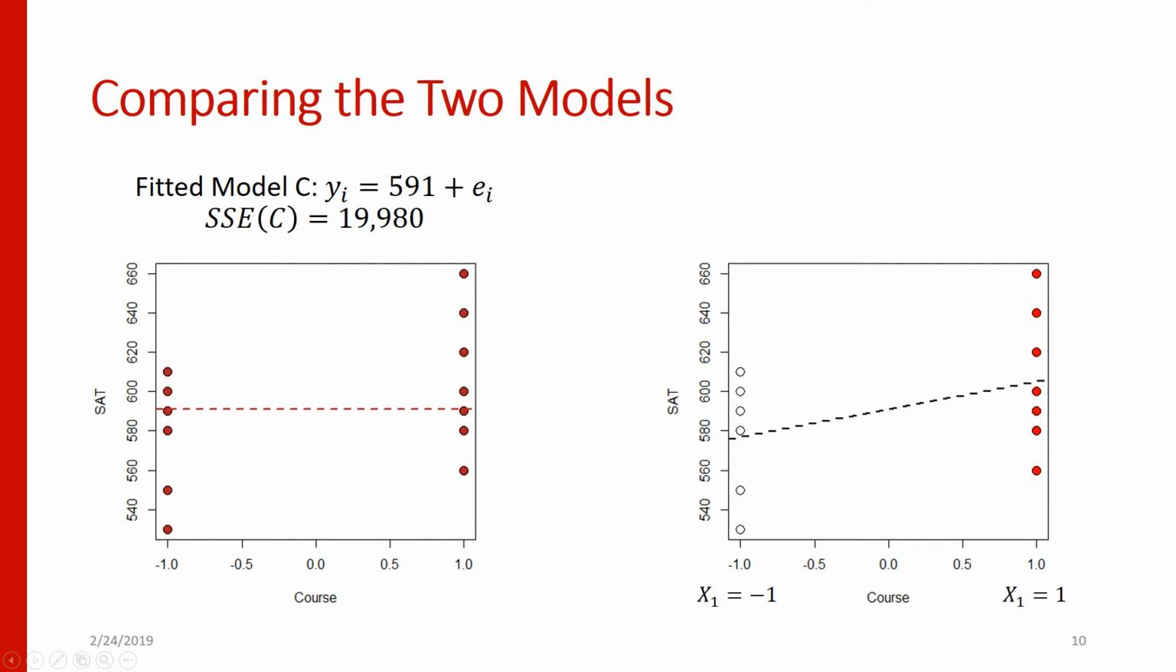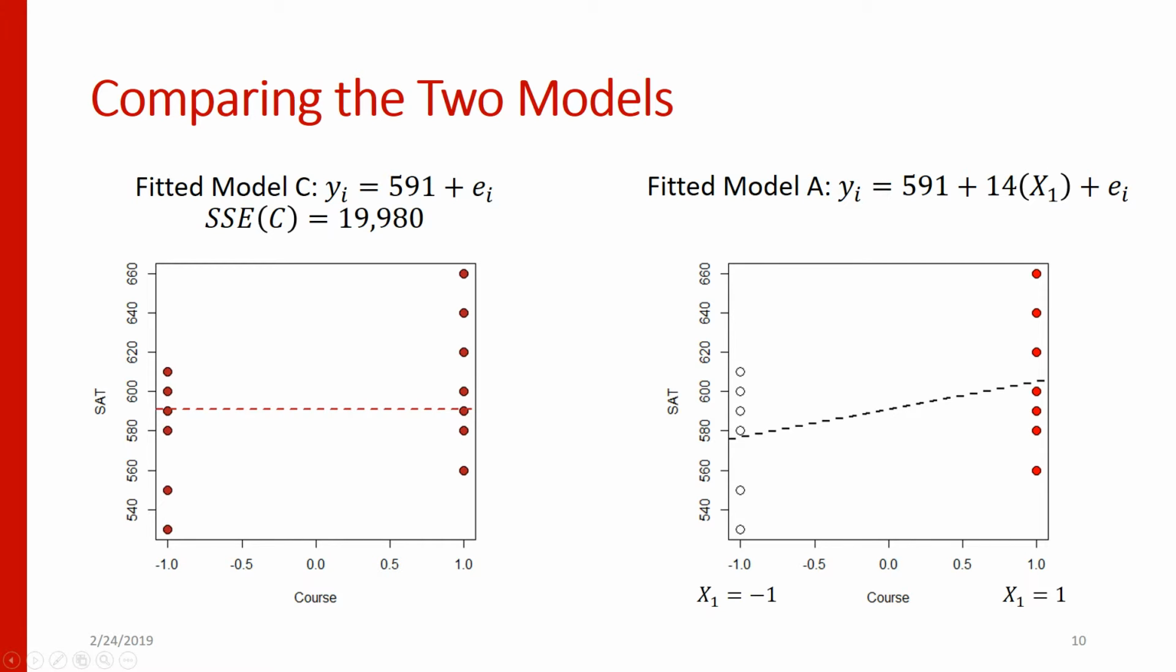So in the fitted Model C, we have 591 as our estimate for everyone. So we're estimating one flat line, and regardless of which group you're in, whether you didn't take the course over here at -1 or you did take the course over here at +1, everyone gets the same estimate. And then we can calculate the distance from each data point to the line to get the error score. We can square that error score and add all of the squared errors together in order to get the sum of squared errors for Model C, which is 19,980.